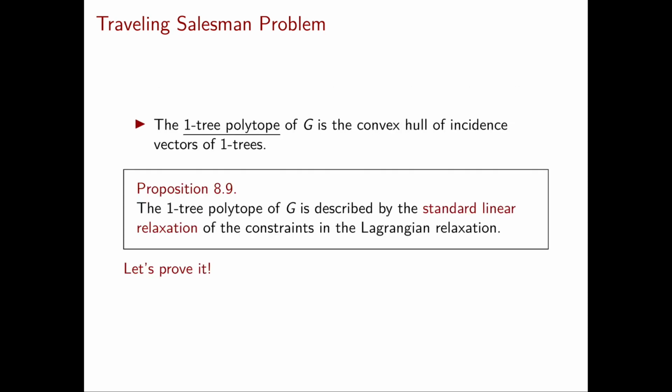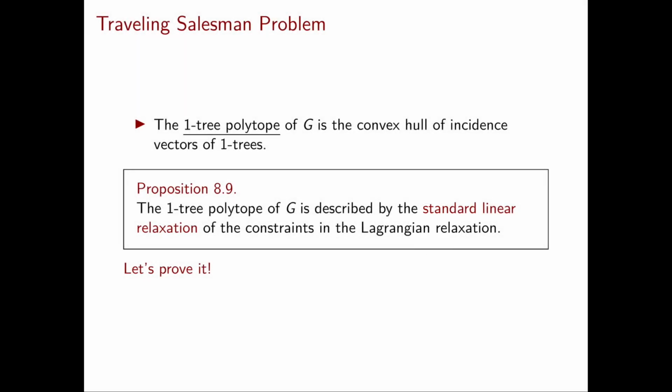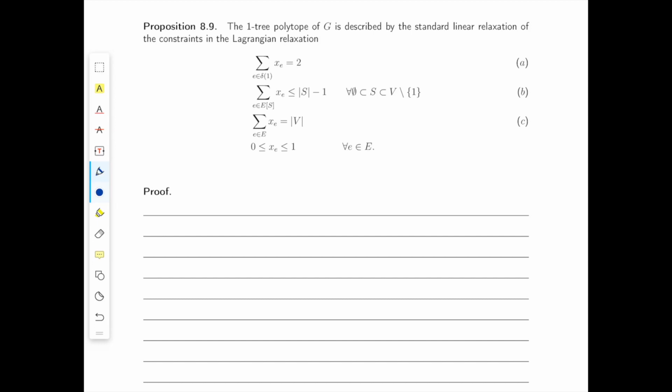We're also in a position to fully characterize what is called the one-tree polytope, which is the convex hull of the incidence vectors of one trees. In the next proposition, we will show that the feasible region of our Lagrangian relaxation is in fact a perfect formulation. We're going to show that the one-tree polytope of G is described by the standard linear relaxation of the constraints in the Lagrangian relaxation. Let's show this. In the statement here, I have explicitly written down the standard linear relaxation of the constraints in the Lagrangian relaxation. In fact, note that it's the same exact system except for the inequalities x_e between 0 and 1, which replace the binary constraints that we had in the formulation.